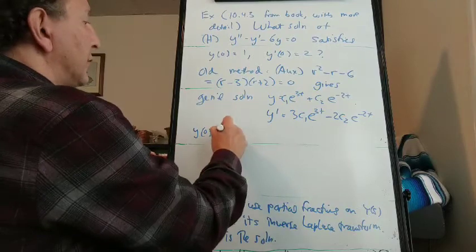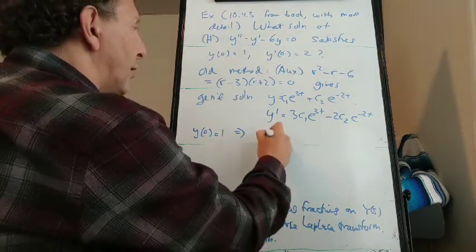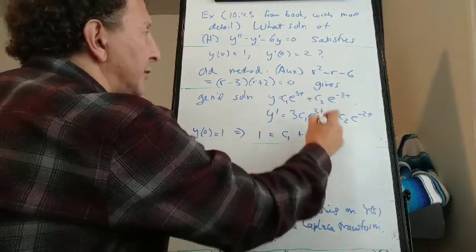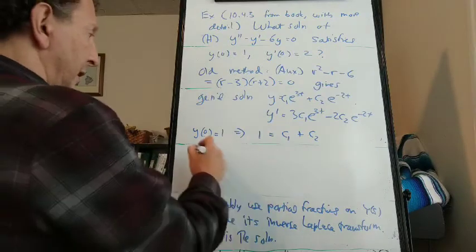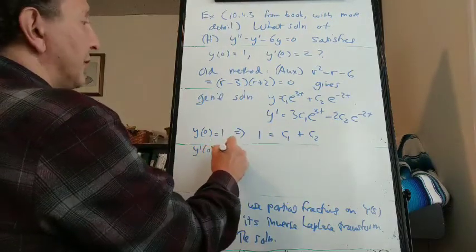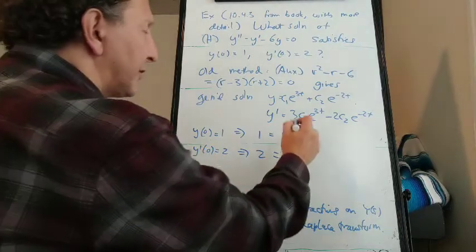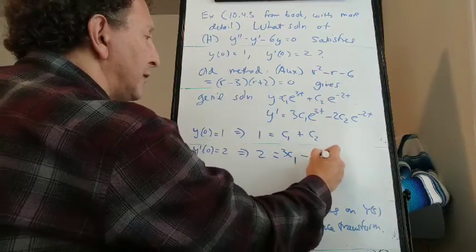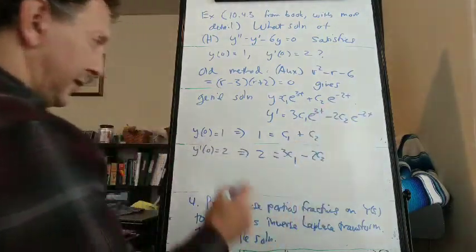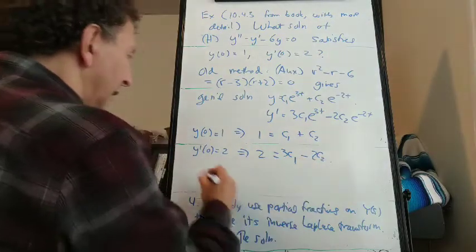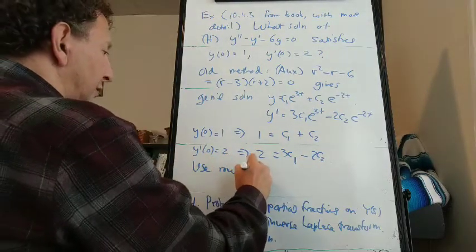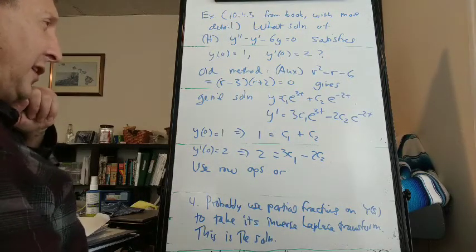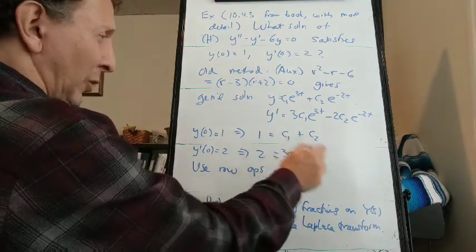y of 0 equals 1 tells us that 1 equals c1 e to the 0th, which is just 1, plus c2 e to the 0th, which is just 1, and y prime of 0 equals 2 tells us that 2 equals 3c1 e to the 0th minus 2c2 e to the 0th. So we have these two equations. And then we can use row operations, or in this case, I think substitution is very easy because we can see that c2 equals 1 minus c1, and we can just plug that in.